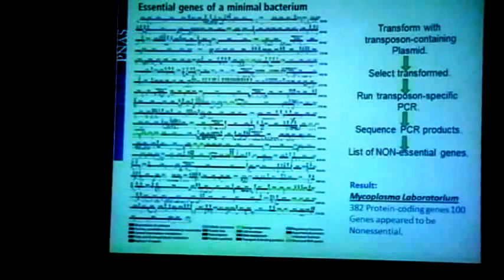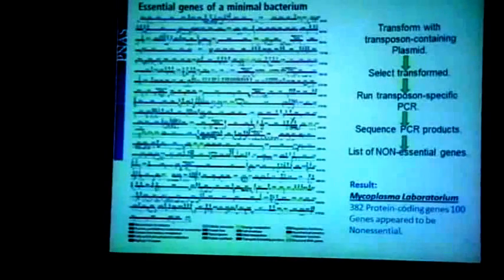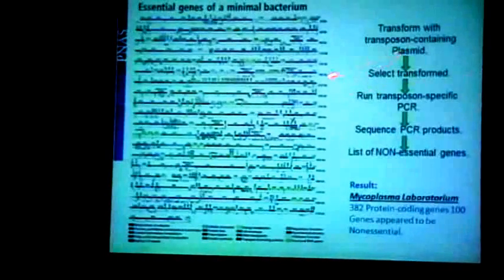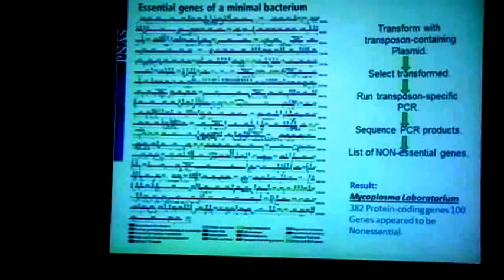The idea is there is a transposon-containing plasmid with an ITR transposon. This transposon gives an ability to grow on media with a specific antibiotic, so we can select transformed cells very easily just by growing on media with this antibiotic. Then we can run transposon-specific PCR. We have a primer for the transposon, we run PCR, and then we can sequence the PCR product, and by sequencing we know where the insertion was and what gene was disrupted. They created Mycoplasma laboratorium.